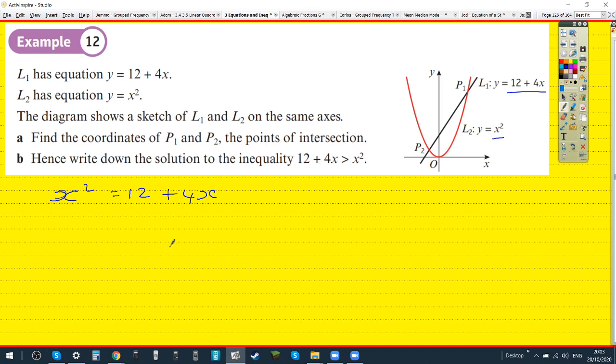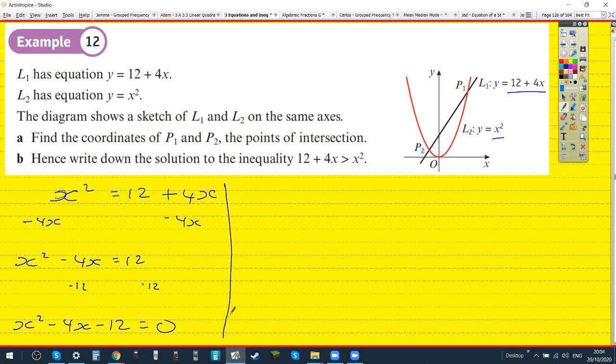So could you minus 4x on both sides? Yeah. So it'd be x squared minus 4x equals 12. And then would you divide by minus 4 on both sides? I would subtract 12 from both sides, which would make it x squared minus 4x minus 12 equals 0. Then could you put that into the calculator? Yep.